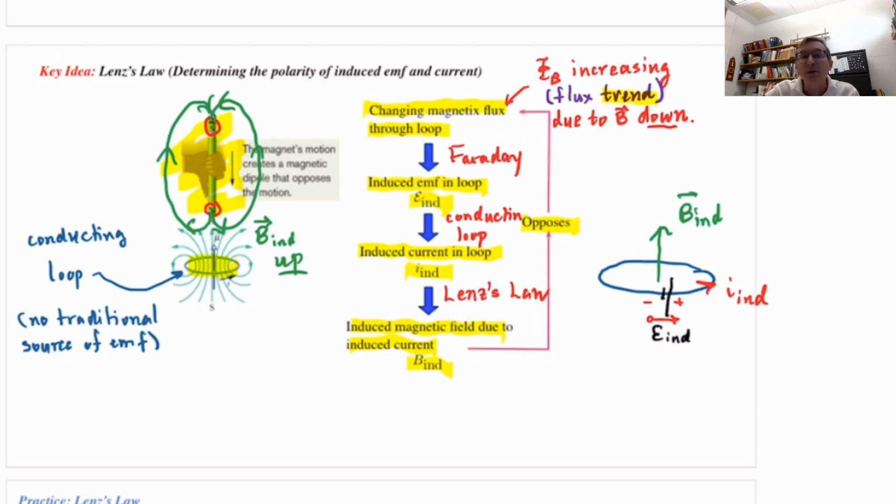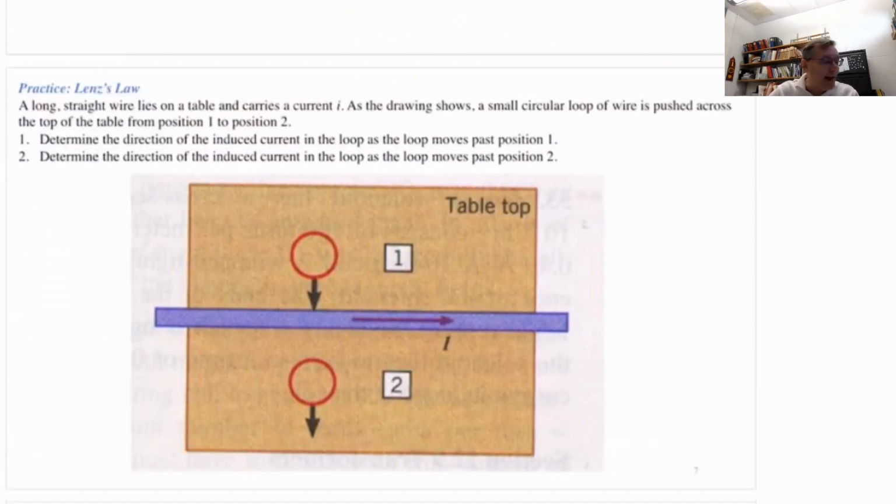But we're always going to do this series of steps. I'm going to find the flux trend, and then I'm going to figure out which way the B induced has to be to oppose that trend. It's all about opposing the original change in flux that was happening. Nature apparently doesn't want the flux through the loop to change, and it's trying to prevent it. It's not successful, but it's trying. And really the only way to make any progress applying this flow chart to help us understand Lenz's law is to practice. So we're going to practice here together, and then you're going to have a class engagement.